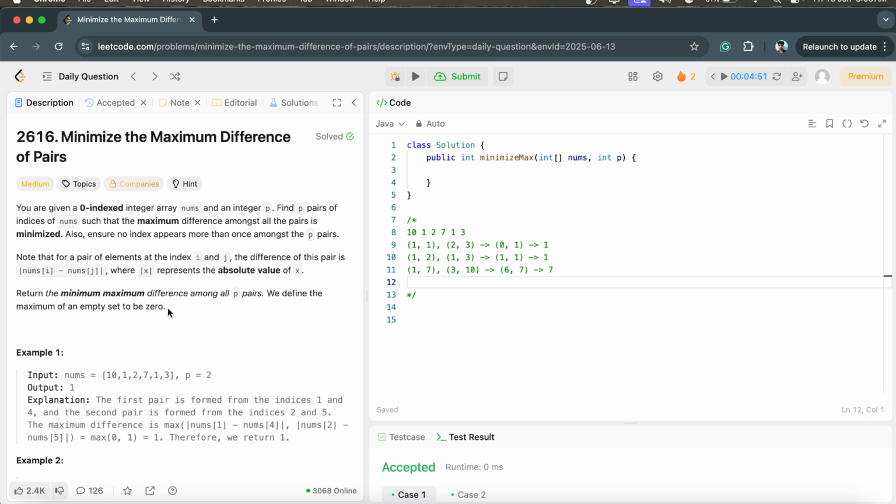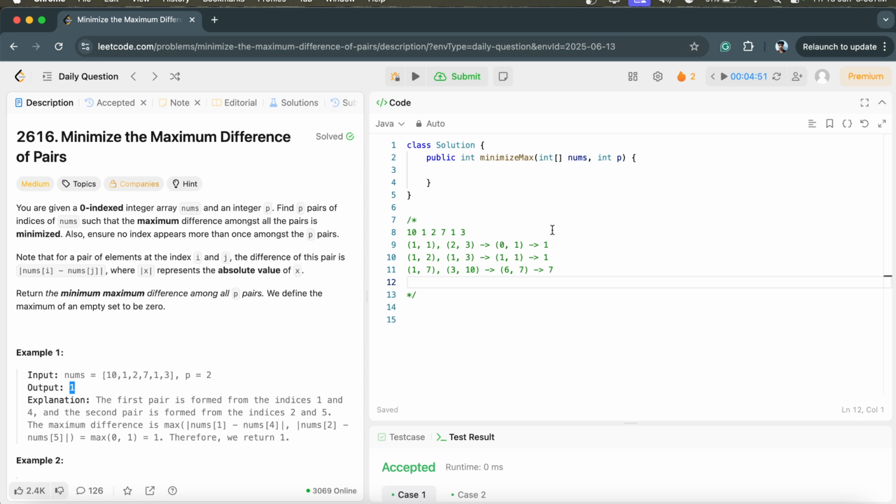So what we have to do is, let us look into this particular example first. We have been given this array, and we have to form p pairs. Among the p pairs, the pair differences should be minimum, and out of all those minimized pair differences, whatever the maximum value we get is what we have to write into the output.